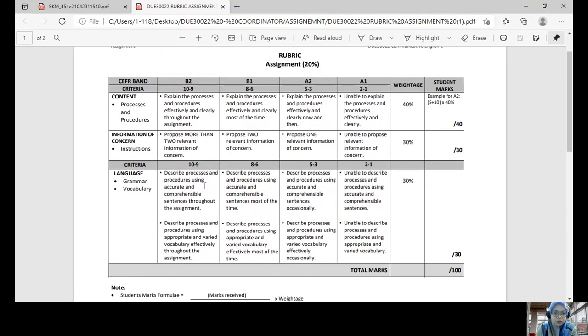And then last, we look into your language. The language is not you cakap pandai, you are able to speak in English confidently or fluently, tapi how do you actually use the language to describe the process. Okay, you use a variety of vocabulary or not. Even though you are able to speak English very well, maybe more fluent than me, but if you cannot choose the correct vocabulary, you cannot choose the right sentence, your language proficiency in describing the process or procedure is nothing. Okay, tak ada apa-apa pun. Sebab we look into how you actually use your language in describing the process and procedure throughout the assignment.